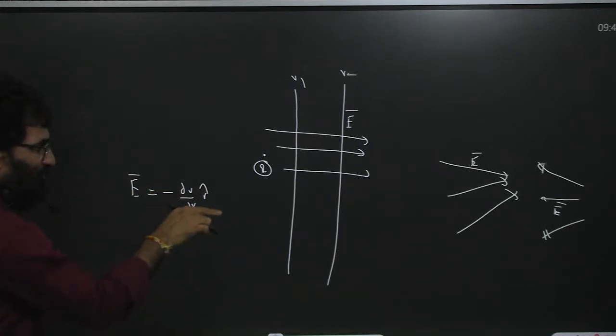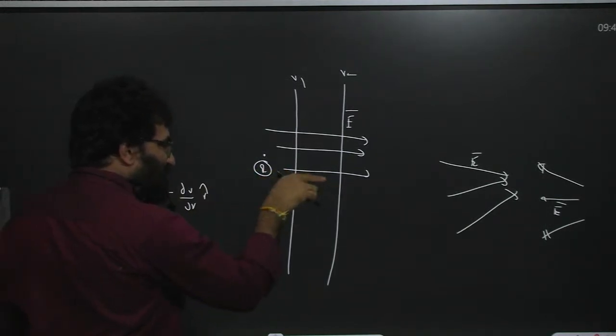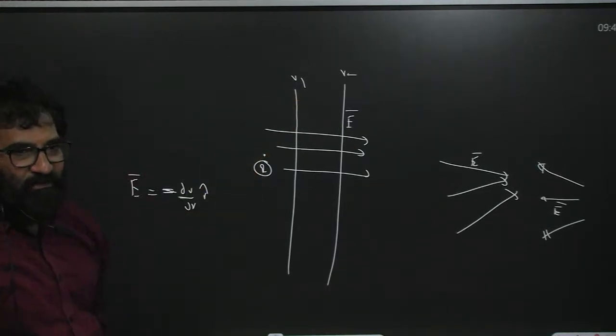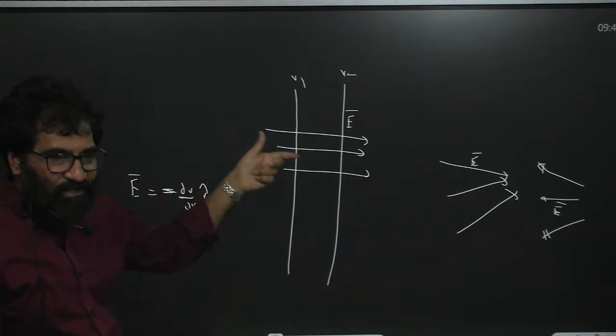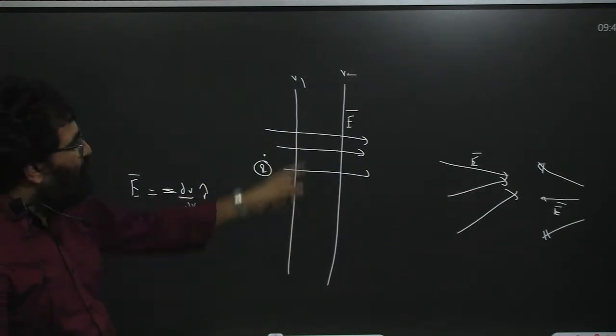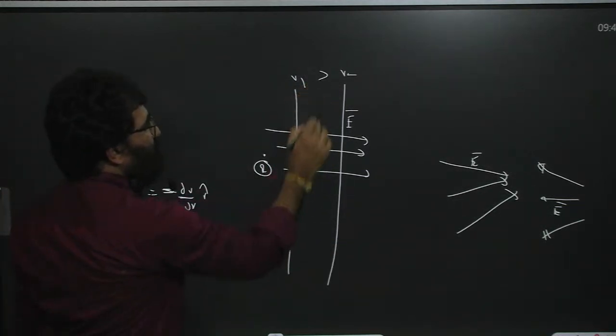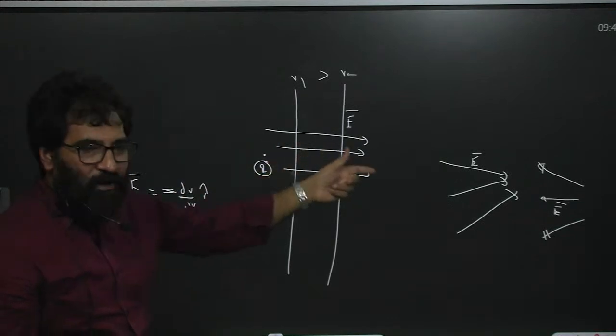So the field is always directed in the direction of decreasing potential. Now you tell me, is V1 greater or V2 greater? The electric field is always in the direction of decreasing potential. So V2 is greater or V1 is greater? V1 must be greater than V2. So definitely the field will be along that direction.